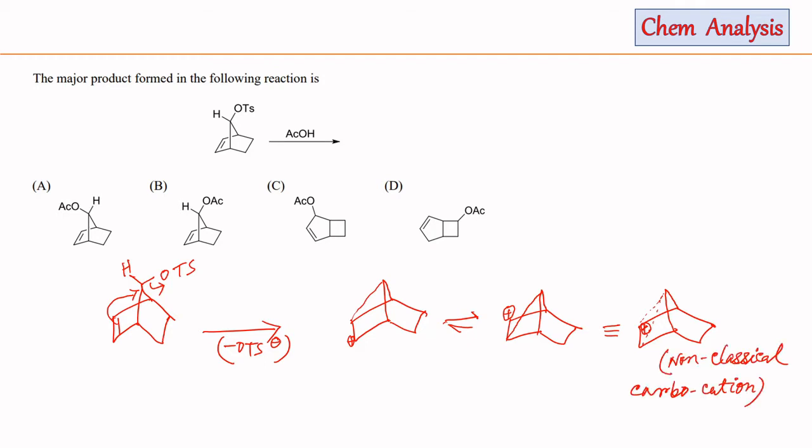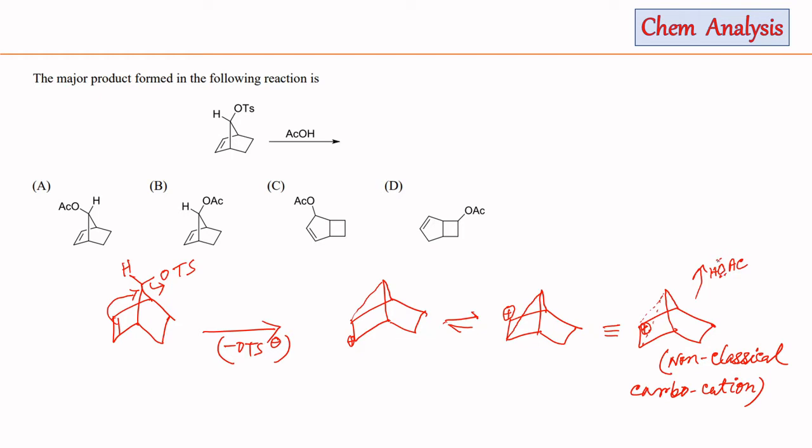And in the next step, the acetic acid will attack at this center to break this carbon-carbon bond and form B as the major product. And the acetic acid will attack from the same face in which the OTs group resides in the starting material.